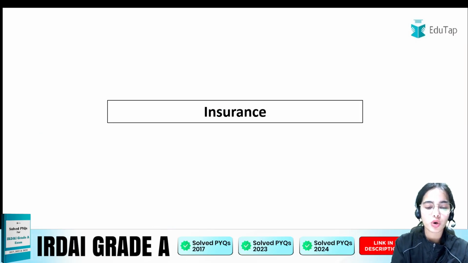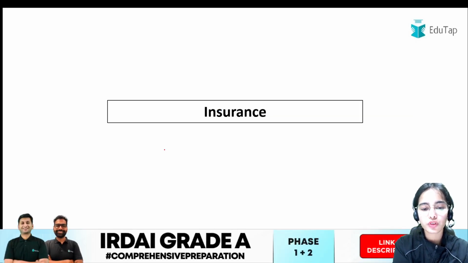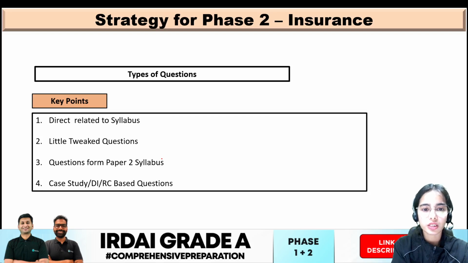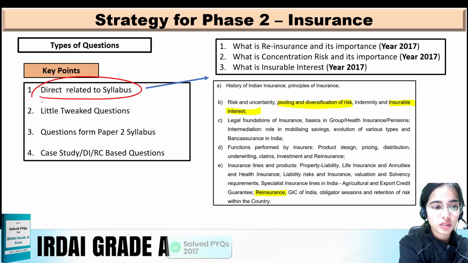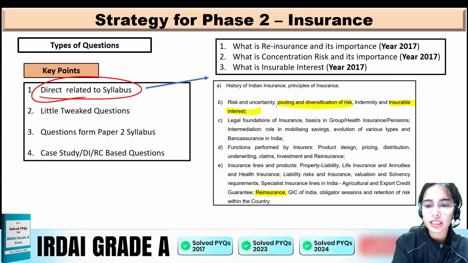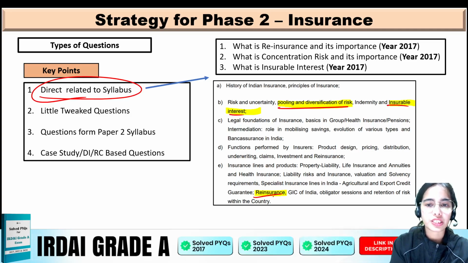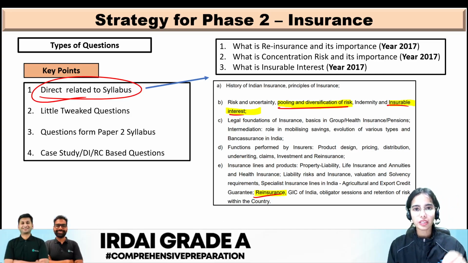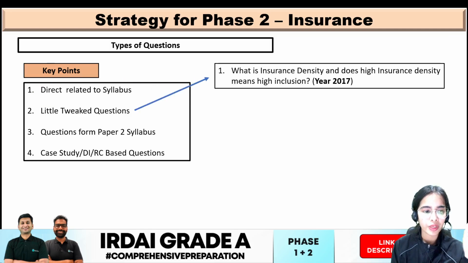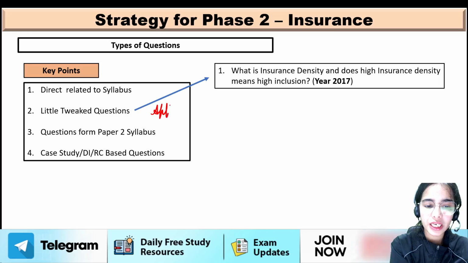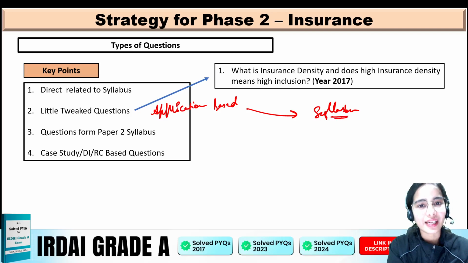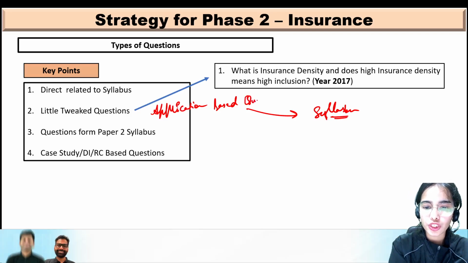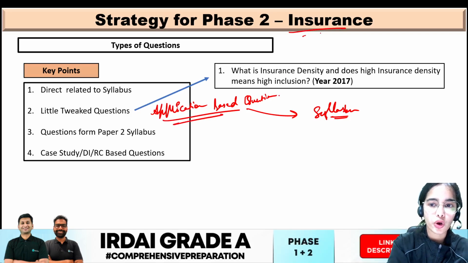Now coming to the last component, that is the insurance and management. So first let's discuss insurance. The type of questions were direct questions related to the syllabus. You can see that from here the questions have come. In the insurance segment, there were direct questions related to the syllabus, and little tweaked questions, that we can say application based questions. These are also questions related to your syllabus, but they are not very direct. So application based questions have come in the insurance segment.